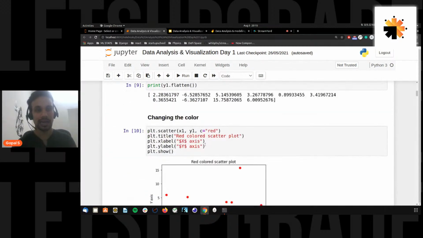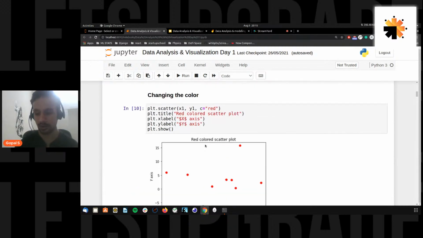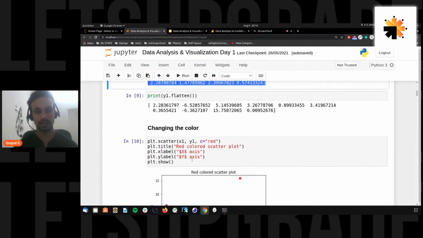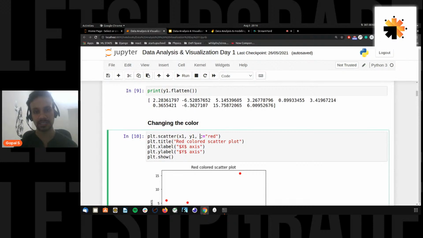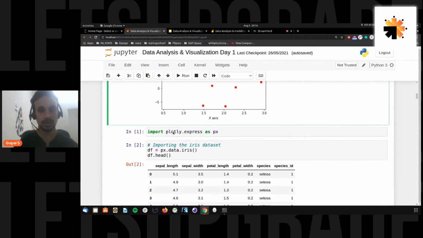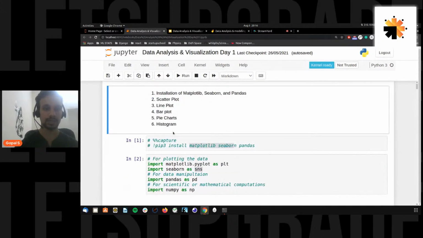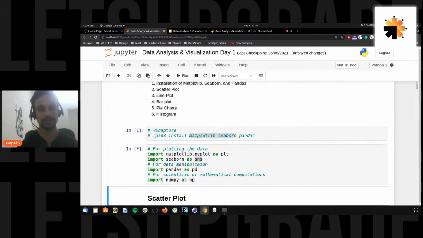Okay, and now changing the color, you can always change the color as well. How? Just by passing c equals red, quite easy, right? And again I am detailing my plot here. How? Title, x label, y label, and show, right? And let me just start everything up so that we can see everything in action.